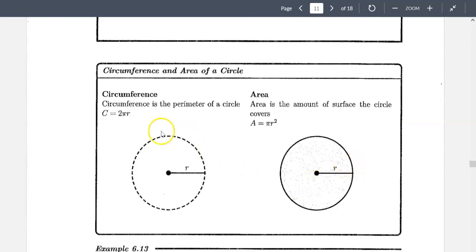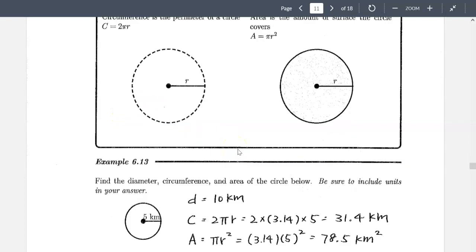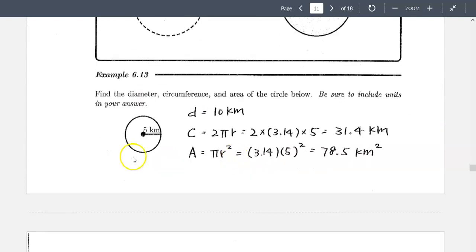Okay, and the formula for circumference is 2 pi r, and the area for a circle is pi r squared. Now, pi is approximately equal to 3.14. All right, so let's take a look at some applications. Find the diameter, circumference, and area of a circle below. Be sure to include units.